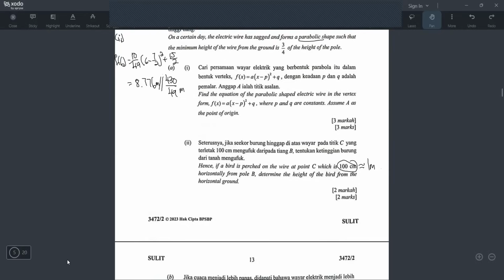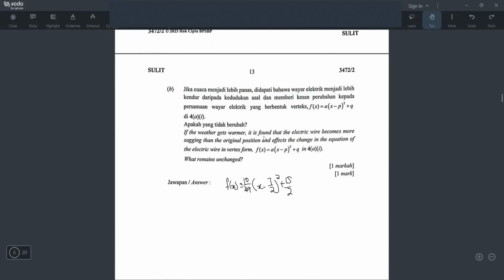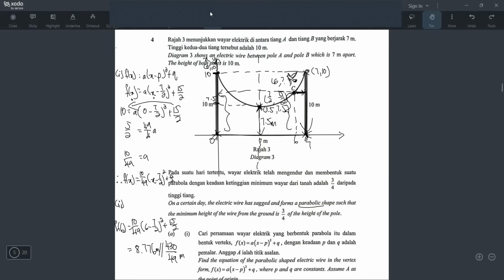And then what happens now is the weather gets warmer. And when the weather gets warmer, the electric wire becomes more sagging. So let's go to the diagram. Okay, let's erase all this. So what happens if the electric wire becomes more sagging?